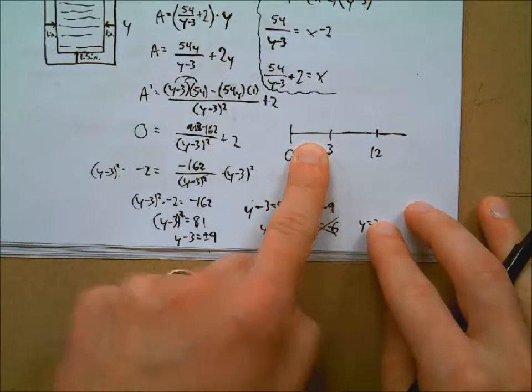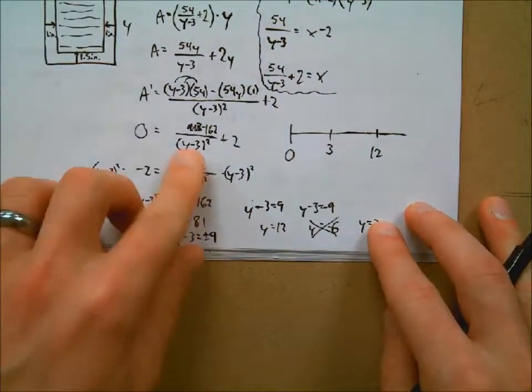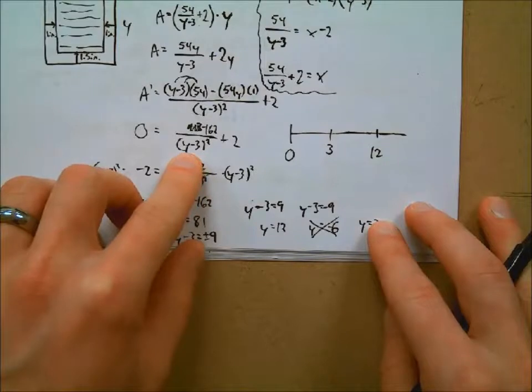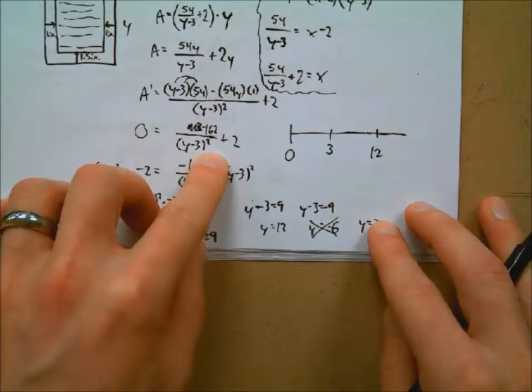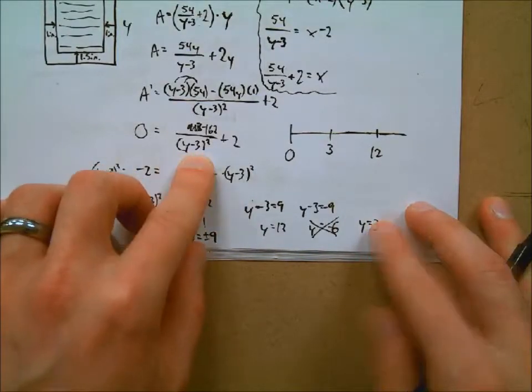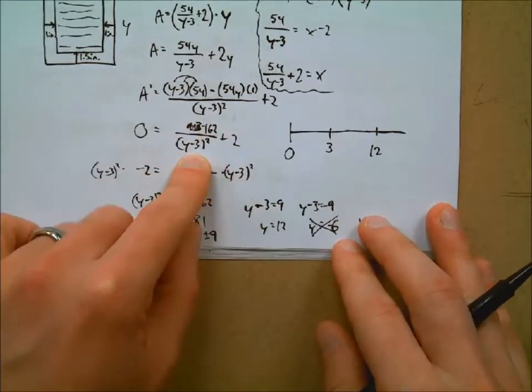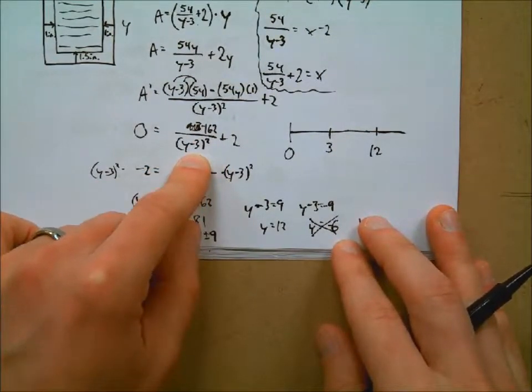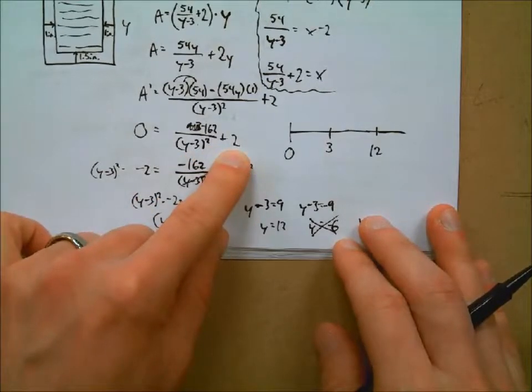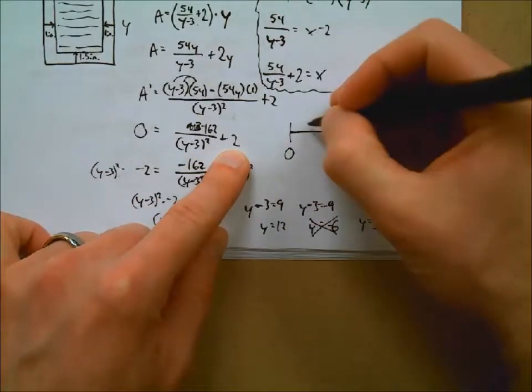So let's see here if I can do this easily. So, well, it's going to be 1 minus 3. That's going to be squared. Okay, so 1 minus 3 will be negative 2 squared will be 4. Negative 162 divided by 4, that's going to be a pretty negative number, and you're going to add 2 to it. It's still going to be negative, right?